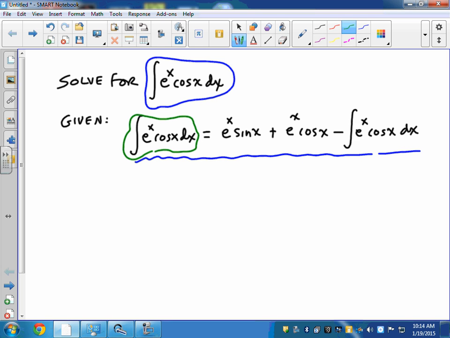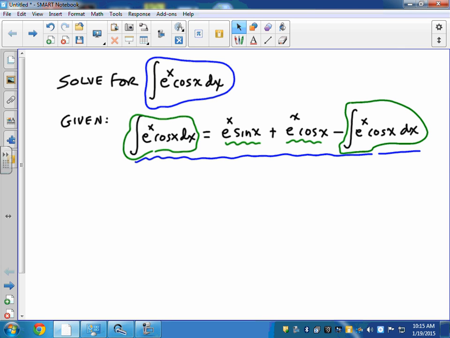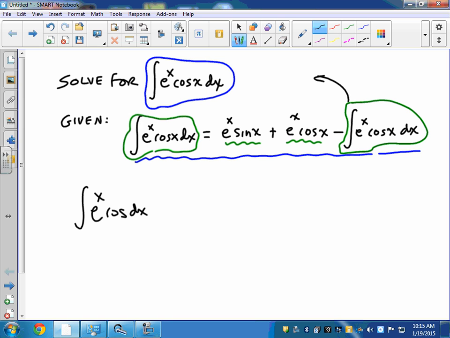This term does not have it. This term does not have it, but this term does. In fact, it's exactly what we're looking for. Okay, so we're going to move the two terms that have this expression to the same side, and we can do that pretty easily. So we have the integral of e to the x cosine of x dx, and we're going to move this one across. Well, it is minus, so we'll add the integral of e to the x cosine of x dx.